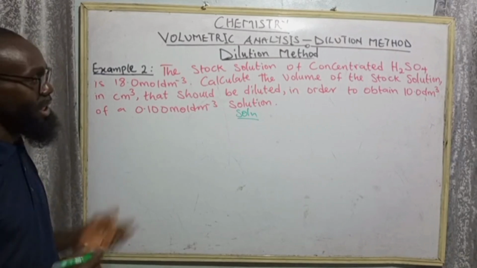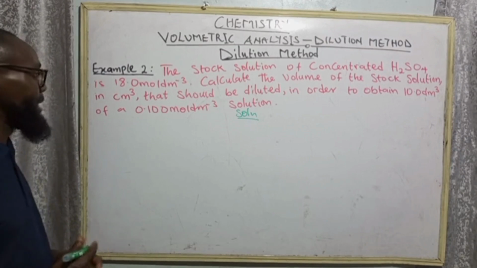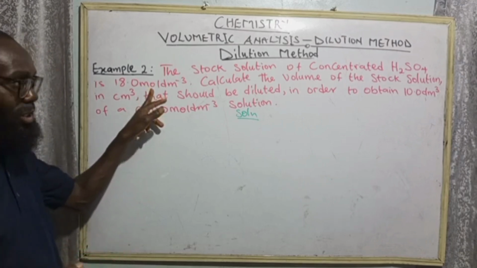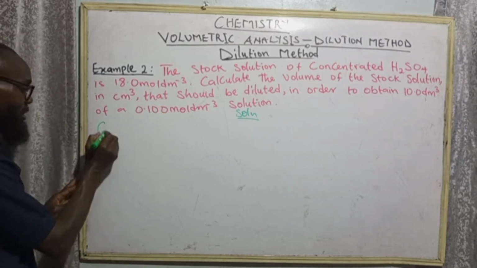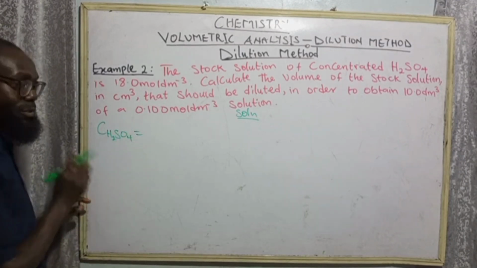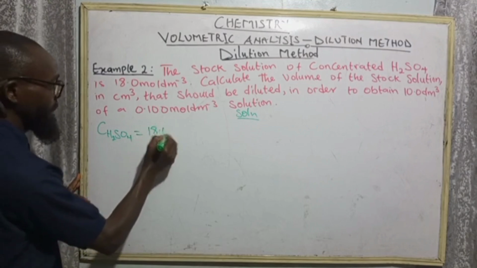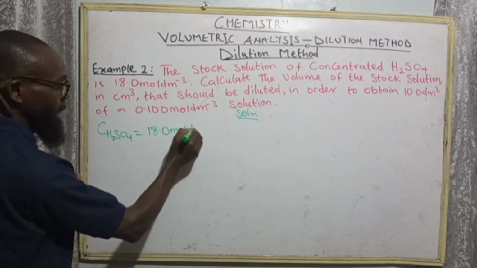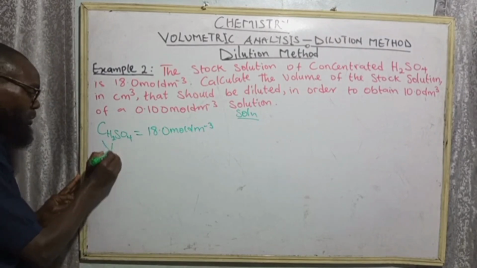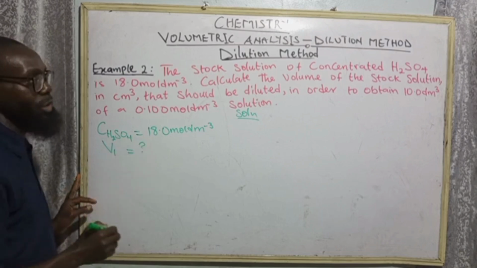Now, let's look at this. The stock solution of concentrated H2SO4 is 18.0 mole per dm cube. Anything in mole per dm cube, we know, is concentration. That is the concentration of that H2SO4. That is the C1. C1 is 18.0 mole per dm cube. Calculate the volume. The first volume is going to be our V1. The volume of that H2SO4 is unknown and to be calculated.